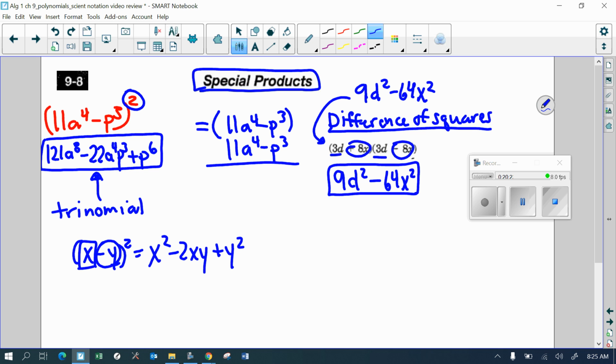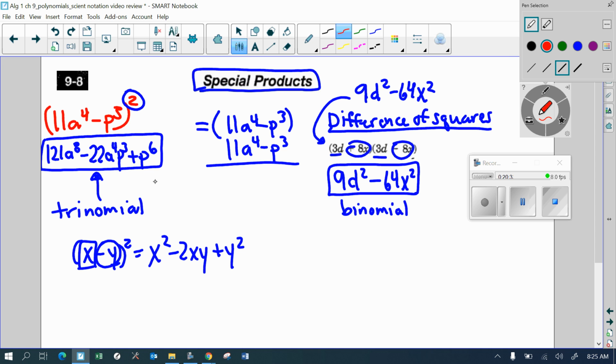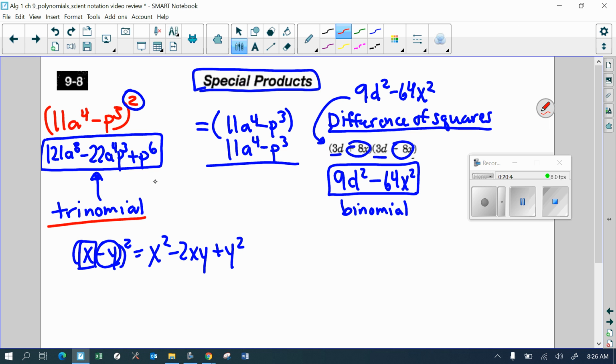Notice a binomial, not a trinomial. Every other time you multiply two binomials together, you will get a trinomial. So that's the normal answer, it's a trinomial. Okay, but when it's the same two binomials multiplied together, the only difference is one's a plus and one's a minus. It wipes out the middle term.